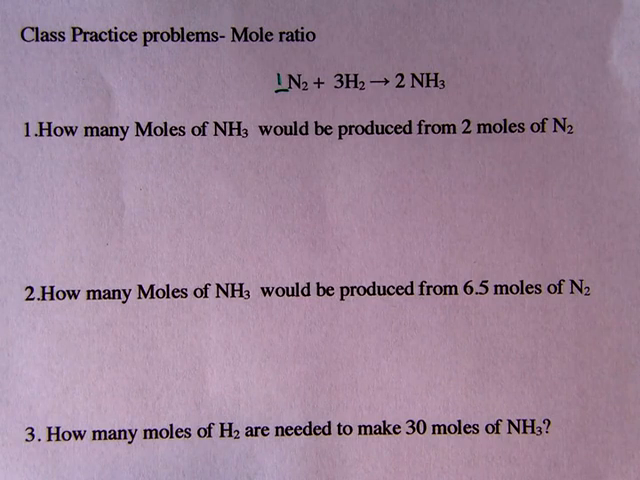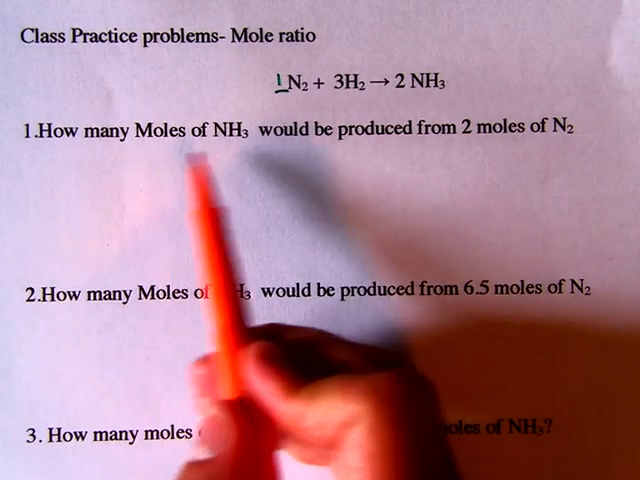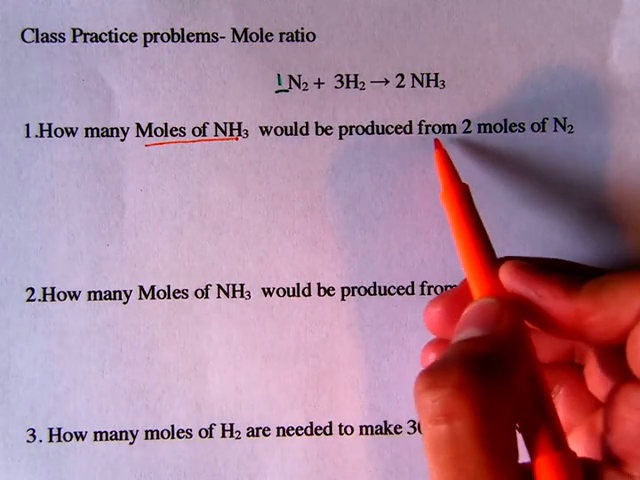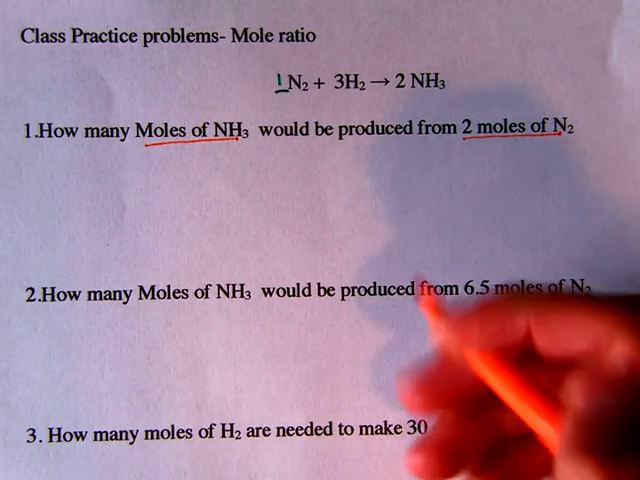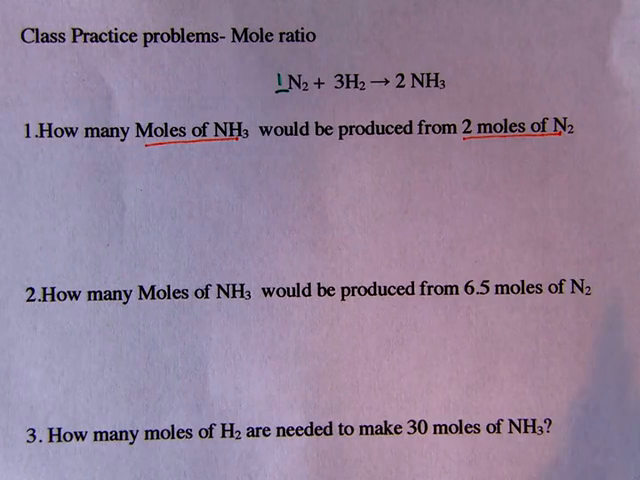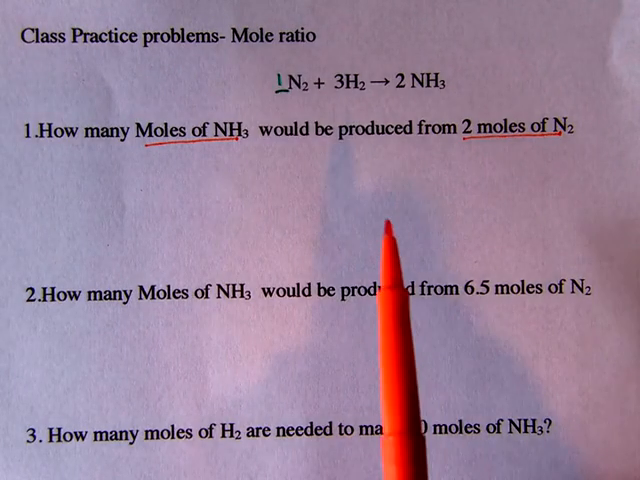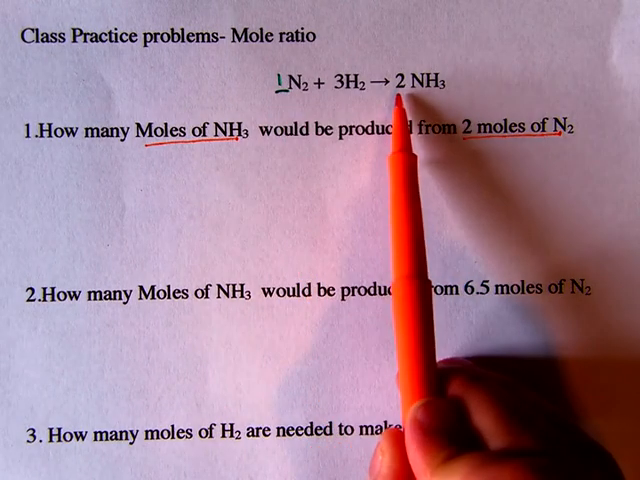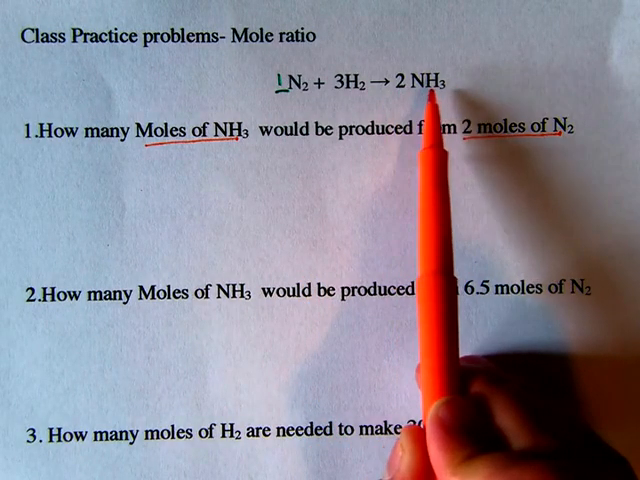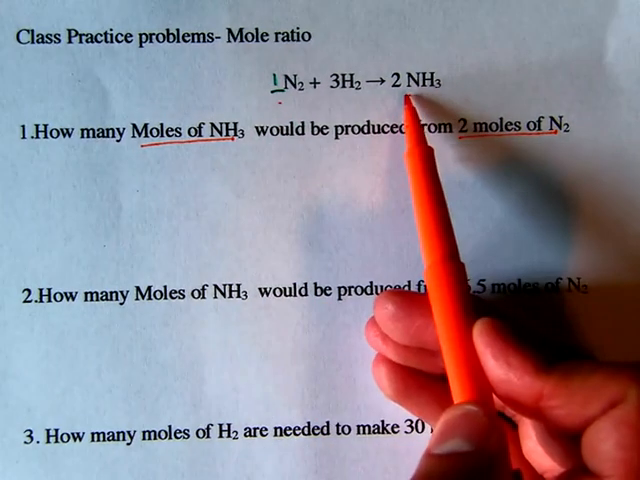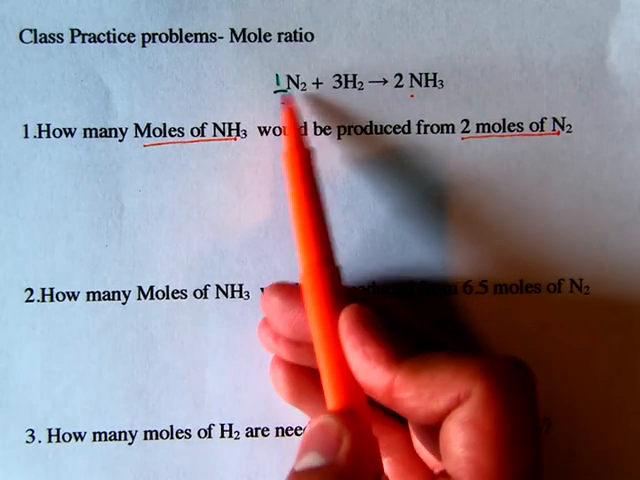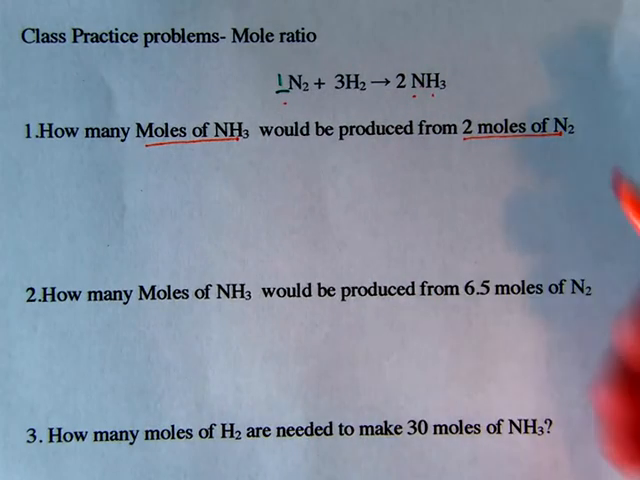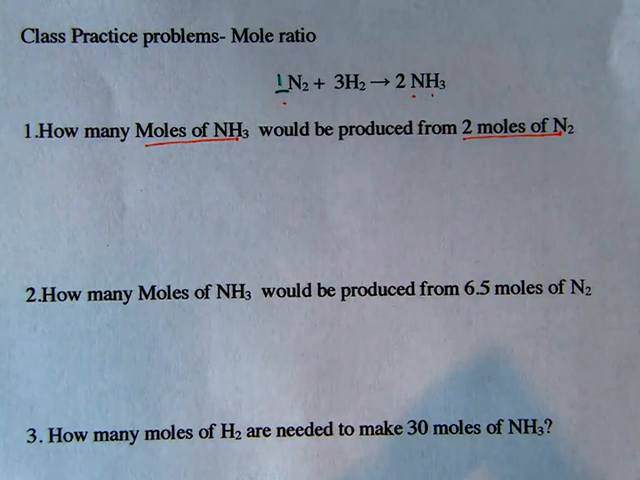Our first practice problem says how many moles of NH3, that's what we're looking for, would be produced from 2 moles of N2. Okay, so this is kind of straightforward. If we look at our equation, for every 1 mole of this, we get 2 moles. Remember, this number represents the moles, 2 moles of NH3. Well, if 1 mole equals 2, then 2 moles of this would give me 4, right? Because it's twice the amount. So that's the answer for it, but now let's go over how to do that using conversion.